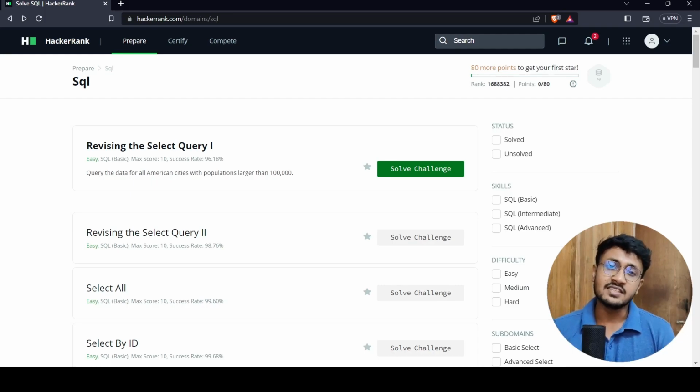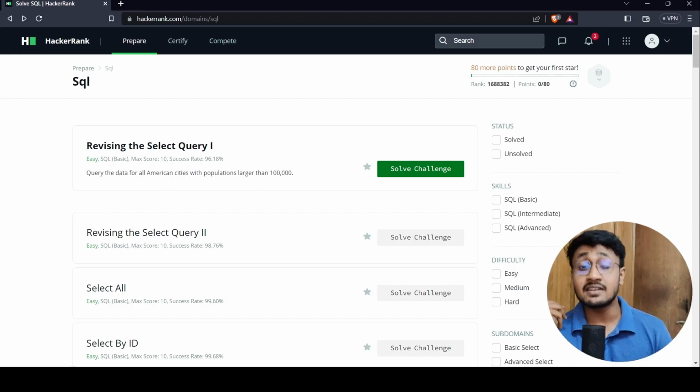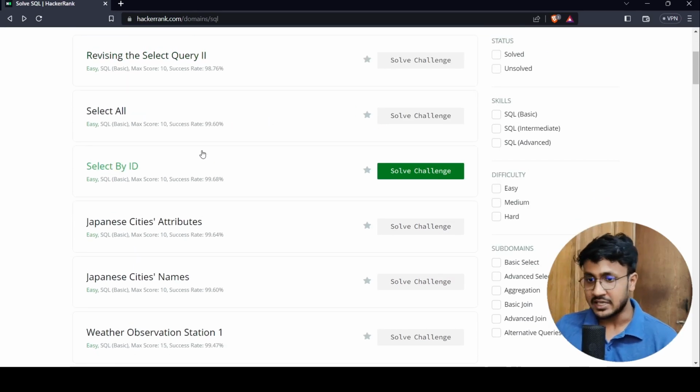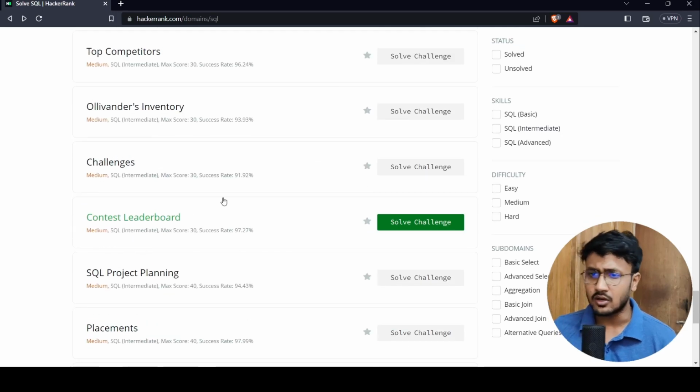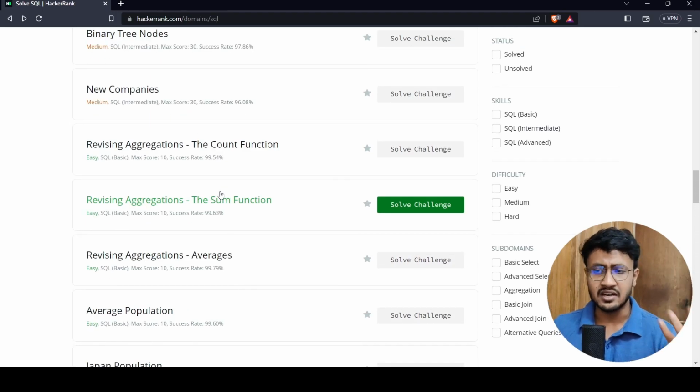So in this playlist, we're gonna talk about all the SQL problems in HackerRank. As you all know, HackerRank is a really good website where you can solve problems and develop your skills. So here is the HackerRank SQL problem page. As you can see, there are about 50 problems, including easy, medium and hard levels.